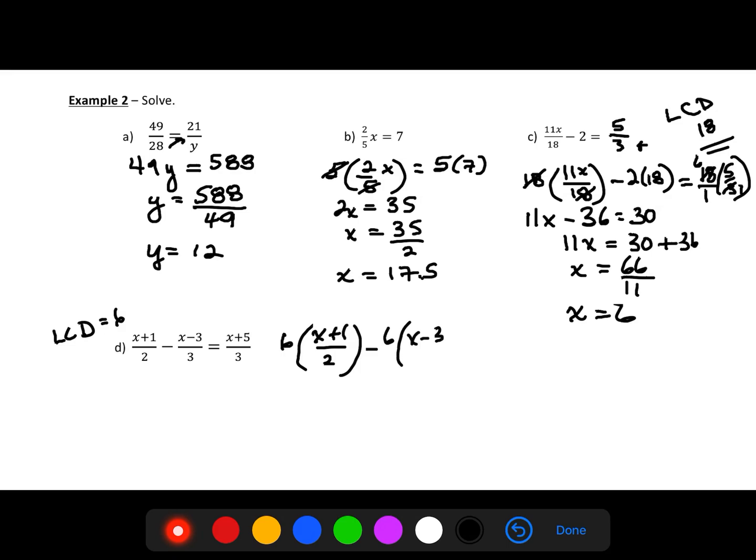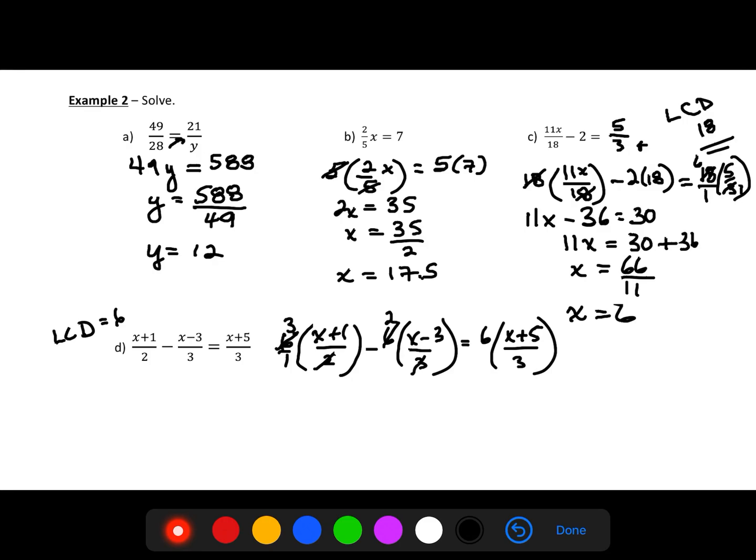Now the only thing we want to watch here is that we have more than one term inside the brackets, and that's okay. We're going to approach this exactly the same way. So everything gets multiplied by 6. And again, the whole point of this was to eliminate our denominators.